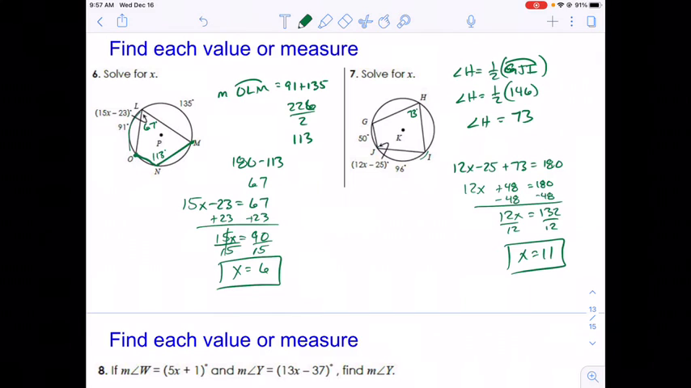So what I was saying is if you started off and just did 180 minus 73, that's going to give us 107. So you could have said that 12x minus 25 is equal to 107. And you get the same result. Okay, you would add 25, which would give us the 132 divided by 12. x is equal to 11. So two ways to work that, and either way is fine.